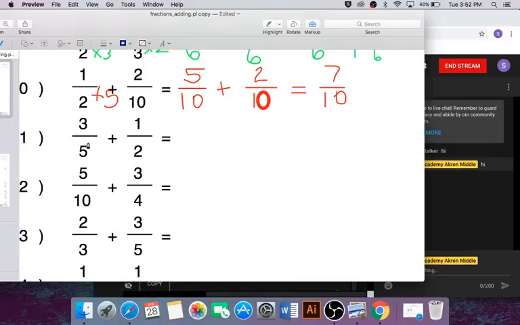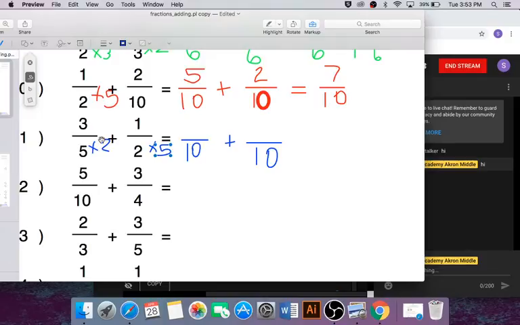Here we have 3 over 5 plus 1 over 2. So we find the least common multiple of both 5 and 2, which just like further up, it's going to be 10. So 5 times 2 is 10, and 2 times 5 is 10.